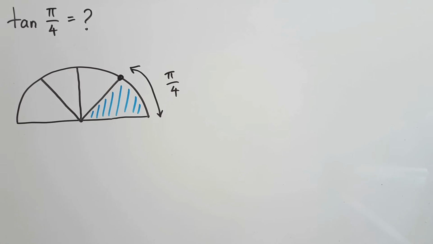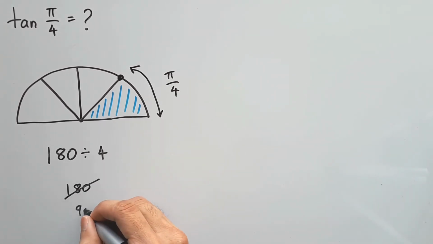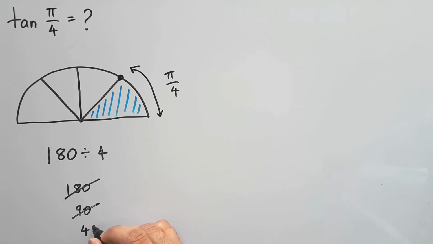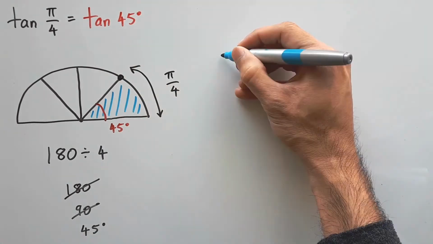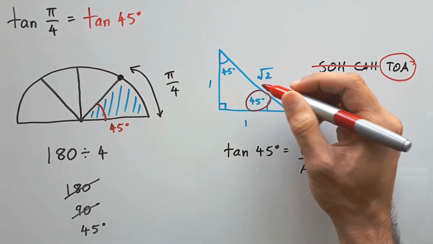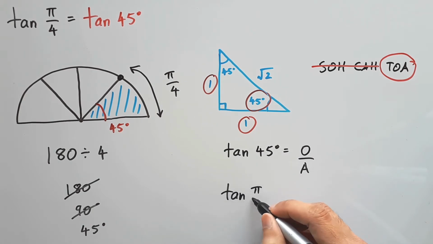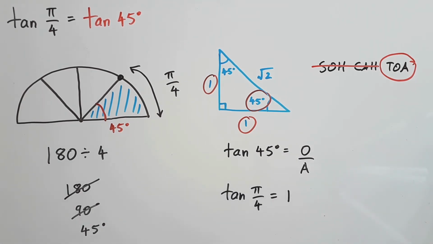Sadly, no matter which way you cut it, whether it be by formula or instinct, you must divide 180 by 4, and some students can find this difficult. My favorite way to work it out is by halving 180 to 90, then halving 90 again to give me 45. Using the 45 triangle and TOA, we see the answer come out to be 1 over 1. So tangent pi on 4 equals 1.